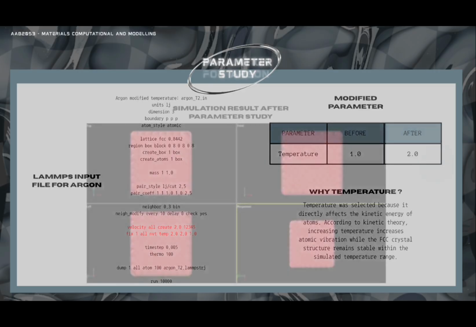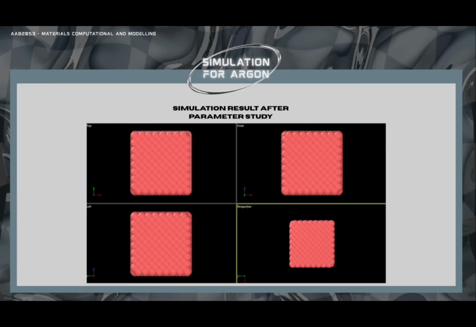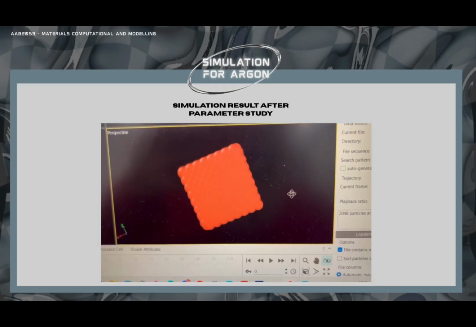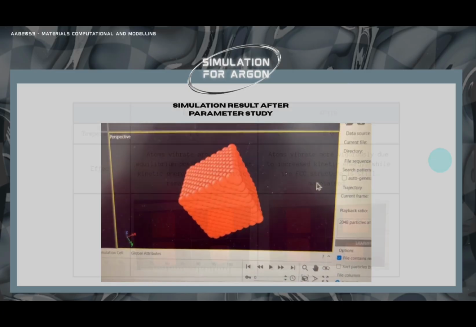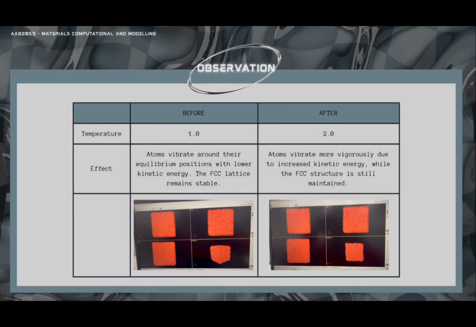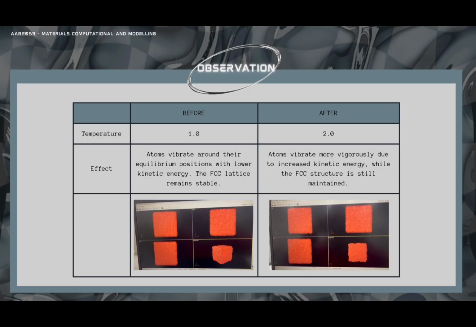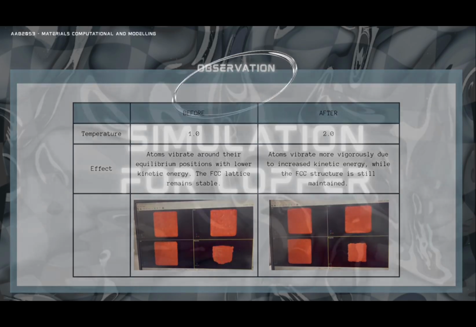These images show the argon structure after the temperature was increased to 2. The atoms still maintain the overall FCC arrangement, but the vibration becomes stronger. This is caused by the increase in kinetic energy. From the comparison, at temperature 1, the atoms vibrate with lower kinetic energy. After increasing the temperature to 2, the atoms vibrate more vigorously. However, the FCC structure is still maintained within this simulation condition.